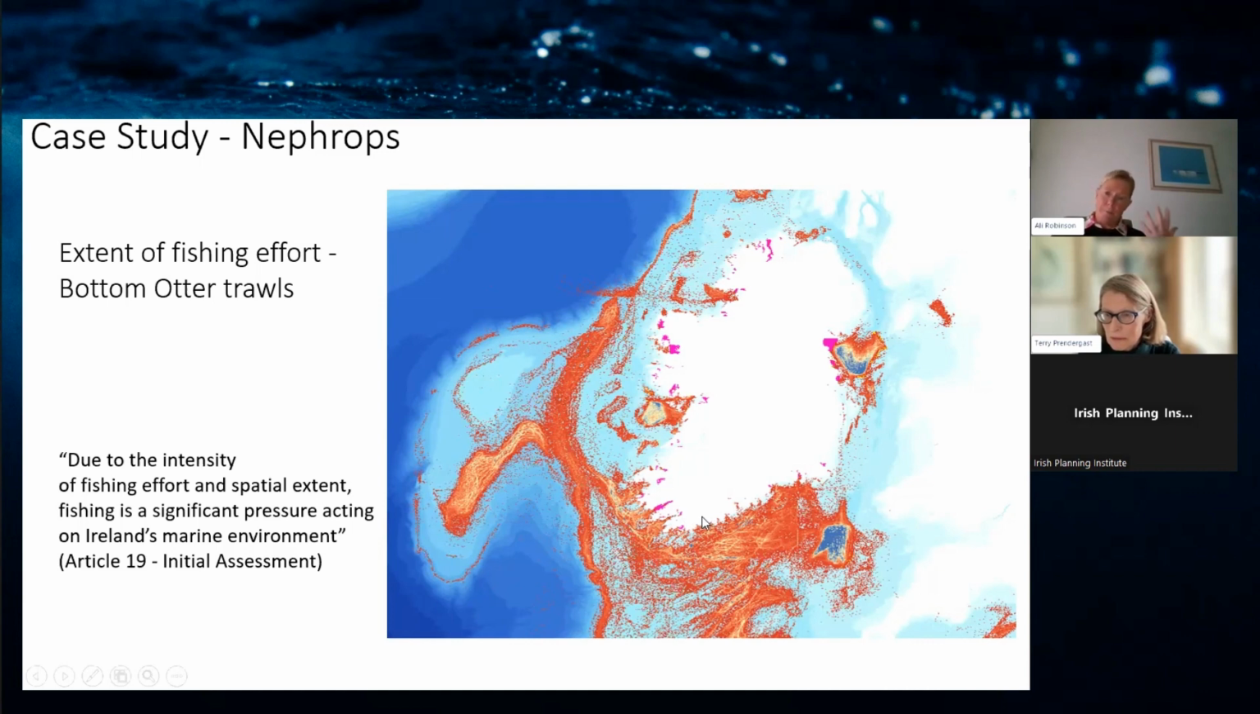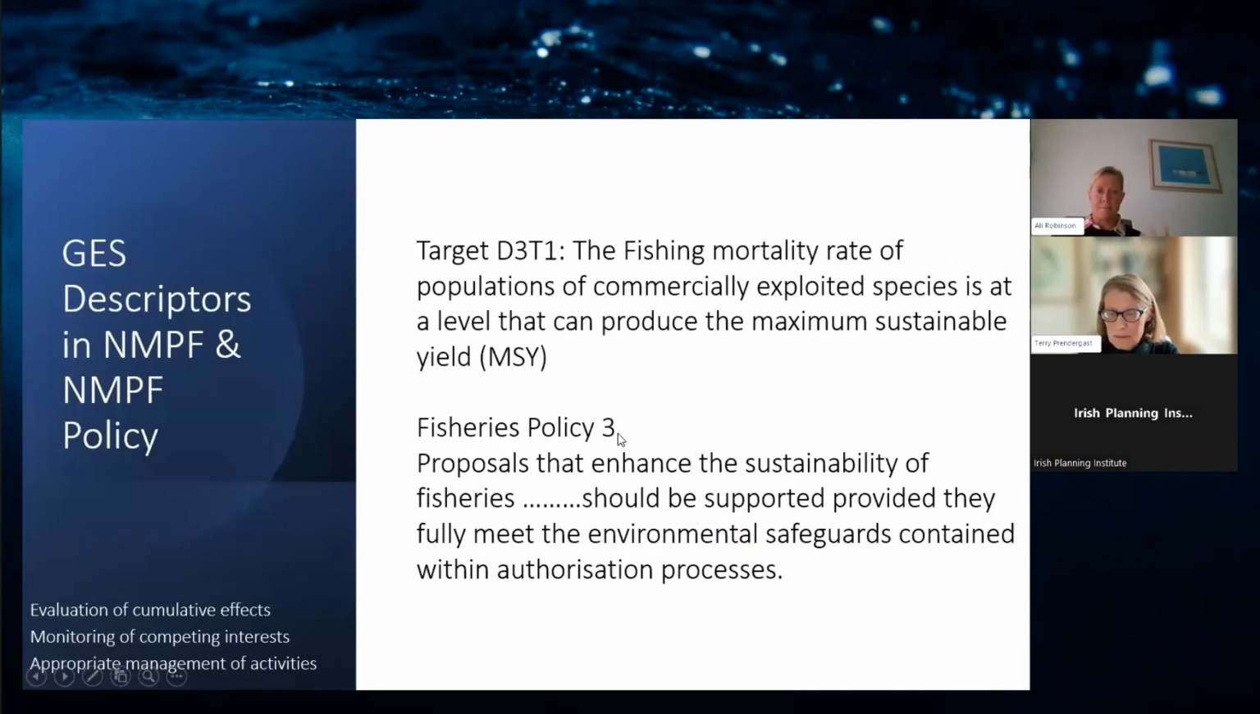So just to maybe consider this a little bit in the context of marine spatial planning, the GES, or the Good Environmental Status descriptor, stated by the Marine Spatial Planning Directive and referenced in our National Marine Planning Framework, is that fishing mortality rate of populations of species is maintained at a level that can produce the maximum sustainable yield. So we know that nephrops are potentially in decline, but we have a descriptor target here to ensure that mortality rates ensure that they are not declining to the point that they can't produce maximum sustainable yield.